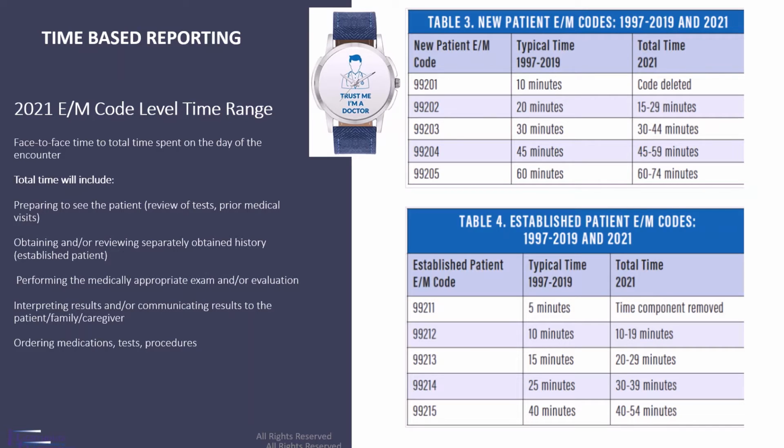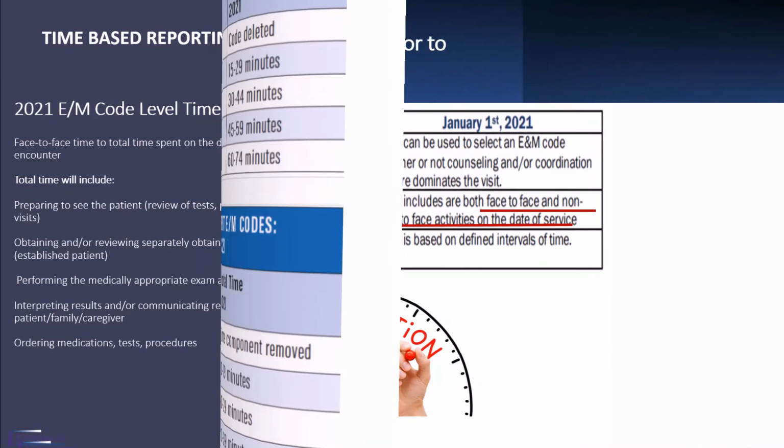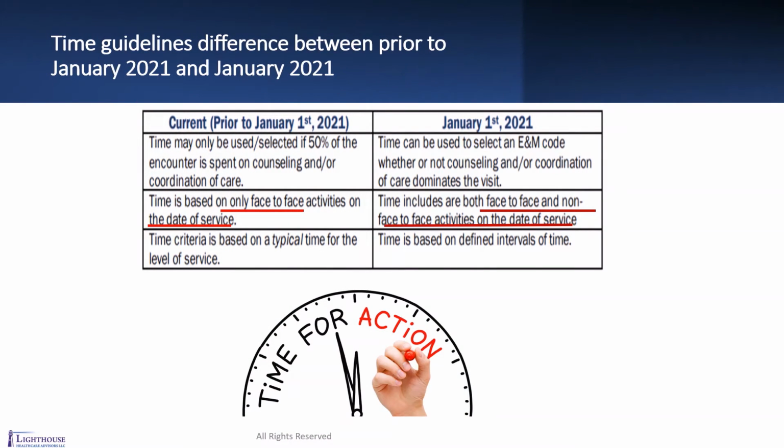Table 4 represents the total time for established patients. This table provides you with prior to 2021 and effective January 1, 2021 time-based established patient codes. The main difference in time-based reporting prior to 2021 and effective 2021 is face-to-face and non-face-to-face time with the patient and with the family of the patient. Prior to 2021, a percentage of the encounter should be spent on face-to-face activity on the date of service, whereas effective 2021 the total time is calculated from face-to-face and non-face-to-face activities on the same date of service.